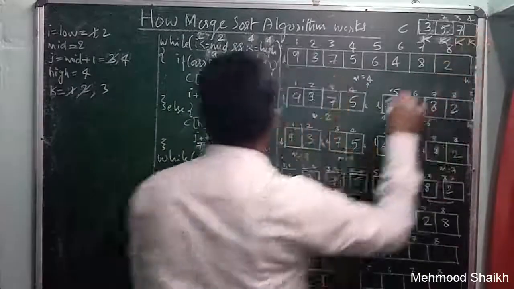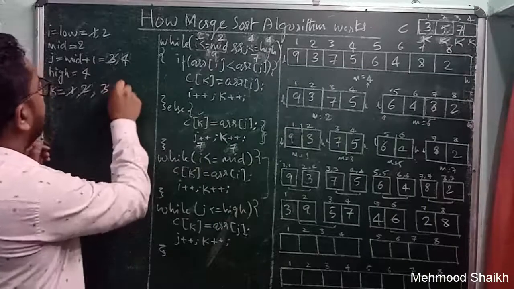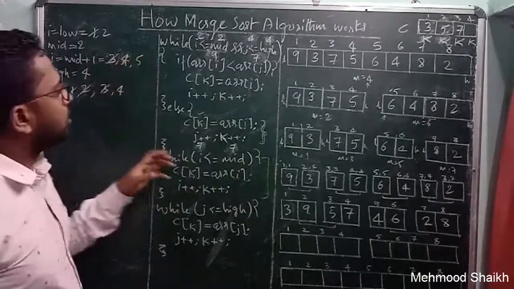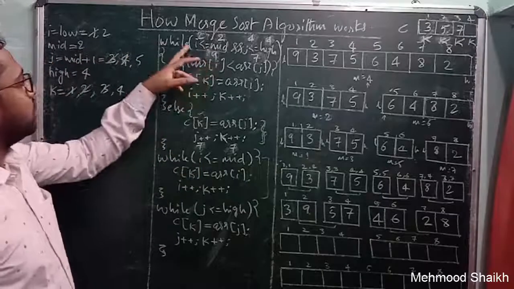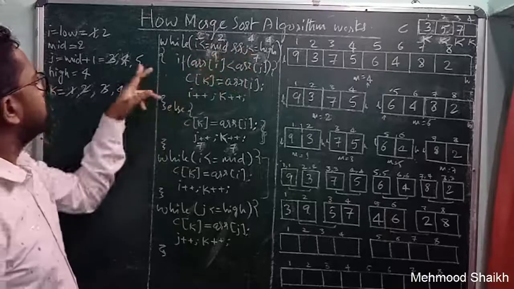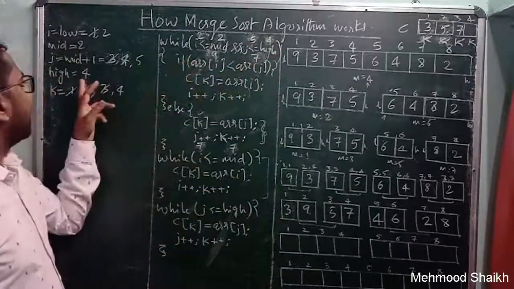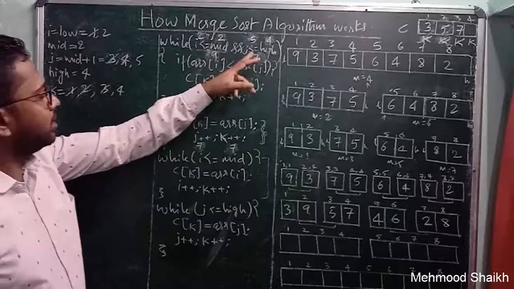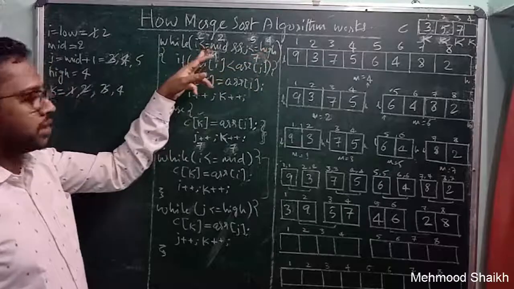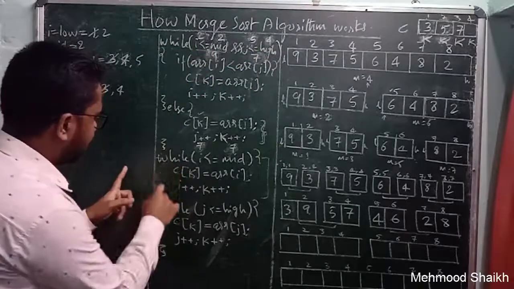k will get incremented and j will get incremented by 1. Now again we have to do the same thing. There is no change in i and mid, there is a change in j. 5 is not less than or equal to high. So at this time one condition is not satisfied, but the first condition is satisfied. So we have to come out of this while loop and check the next condition.